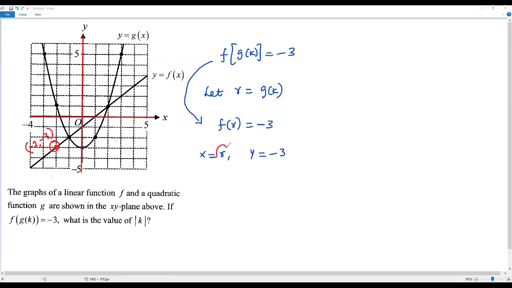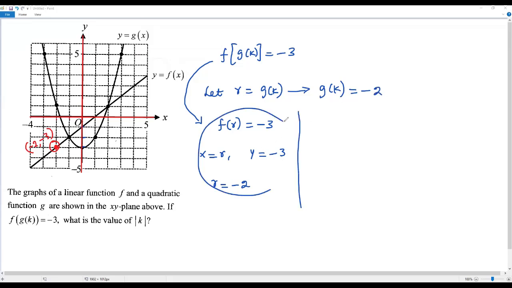But here r is being used as an x coordinate. Then what is the value of r? The value of r is clearly -2. Now what I can do is plug in this -2 for r over here. Then we have g of k equals -2. Whatever stuff I have discussed over here, the same we can discuss for this one.